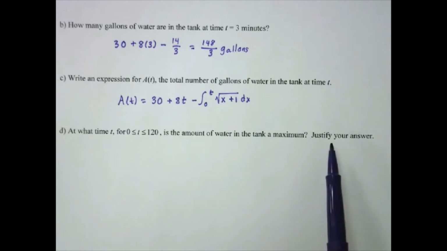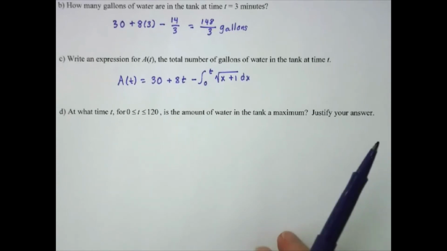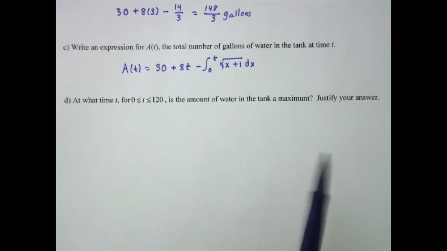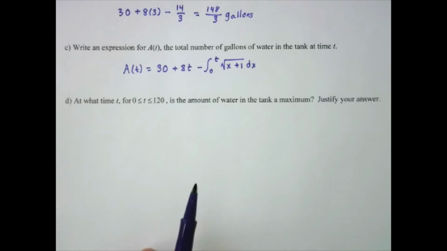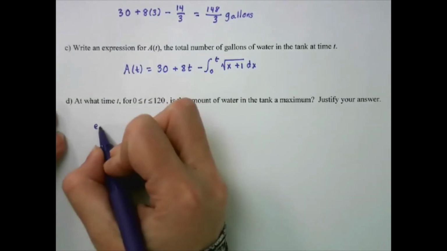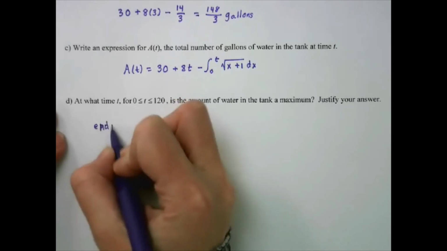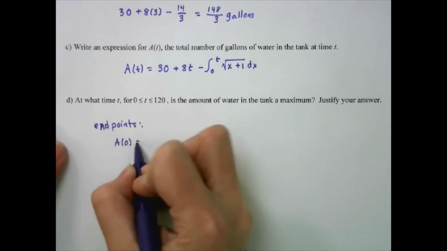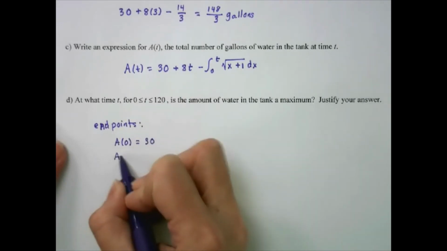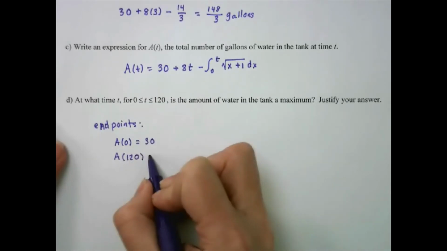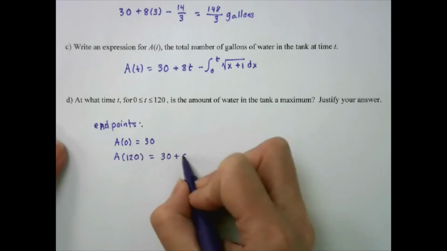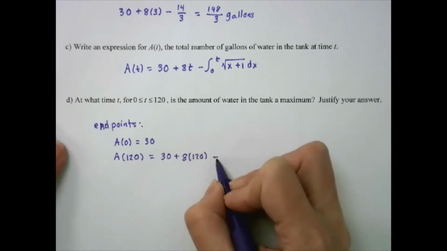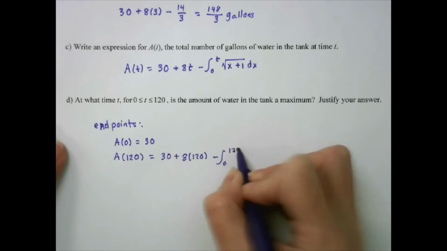The last question here: at what time from 0 to 120 is the amount of water in the tank a maximum? Justify your answer. This is the extreme value theorem, which says that on a closed interval, the maximum value and the minimum value are either going to occur at an end point or a critical point. So we want to figure out the end points. So we're going to do A of 0, which we know is 30, and then A of 120 is going to be 30 plus 8 times 120 minus the integral from 0 to 120.